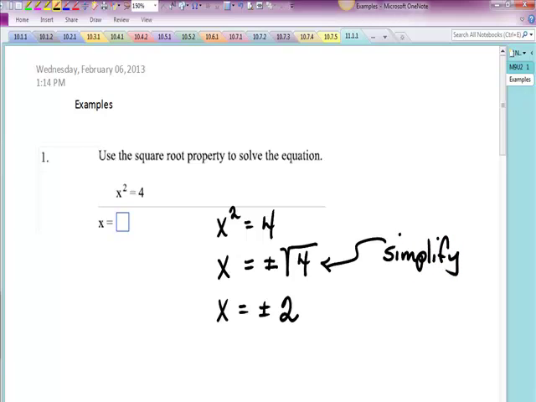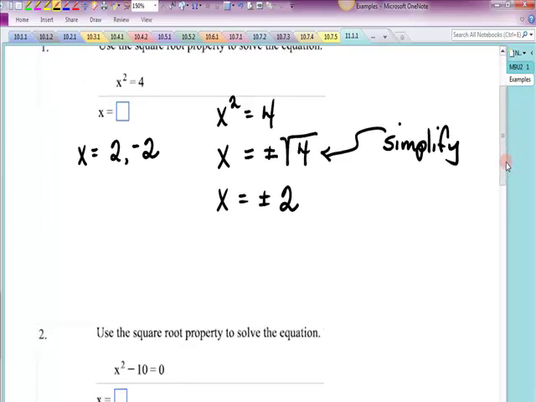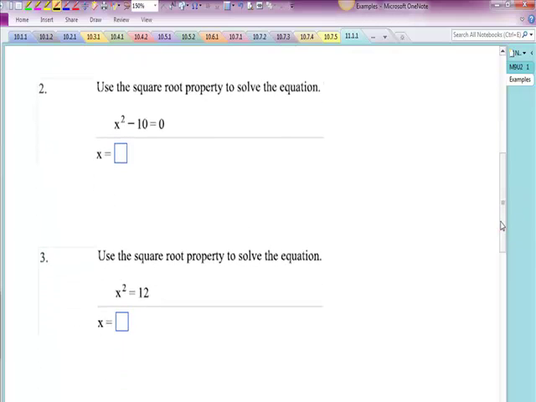When you answer this in my math lab, it does not have this combined sign of plus or minus. So you have to literally separate them, positive and negative 2, separating them with a comma. Okay? Let's look at number 2.